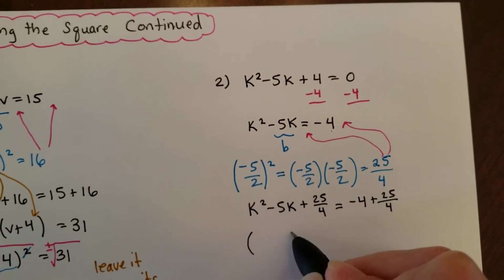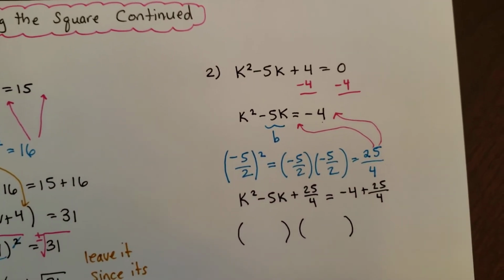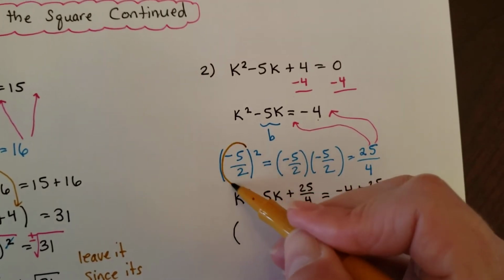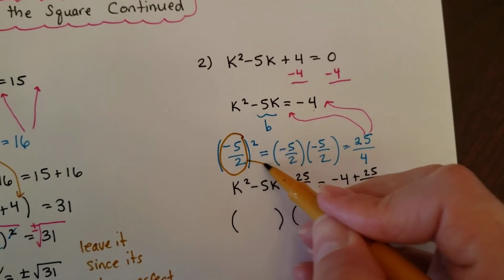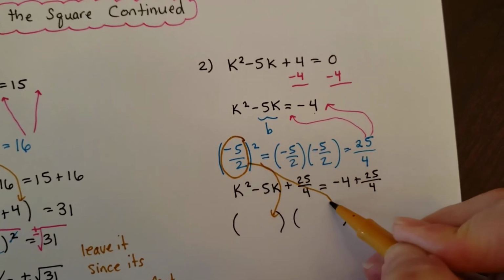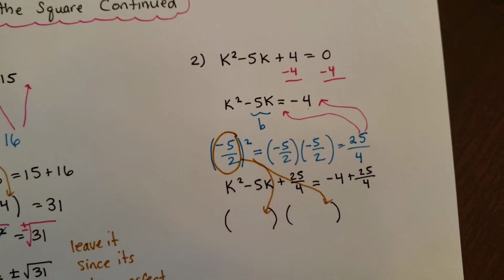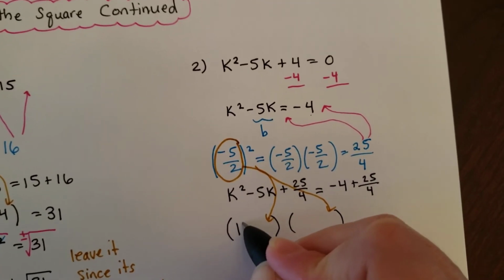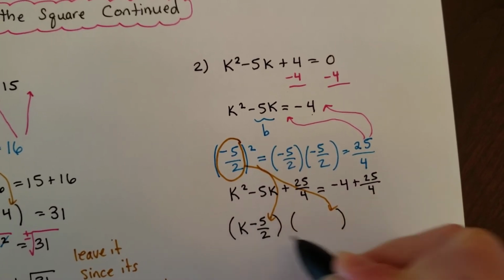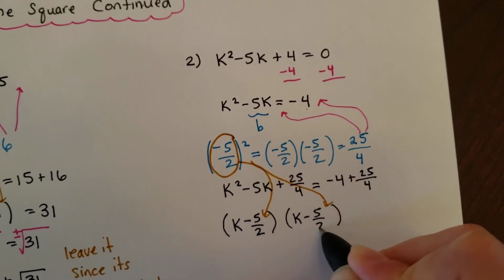The left side, again, goes to 2 parentheses. And again, you're just going to take the number before you squared it. I know it's ugly. Just pop it into the backs of both those parentheses. Make sure you take the sign, though, so it's a negative. So k minus 5 over 2, k minus 5 over 2.